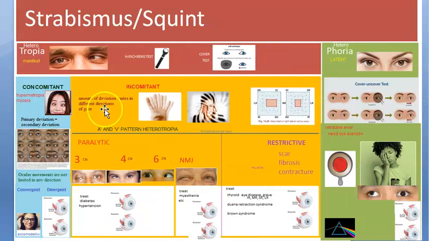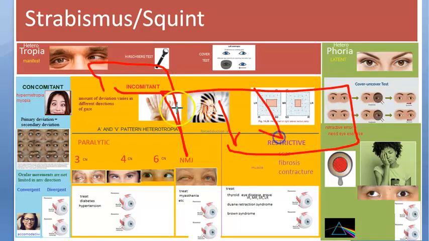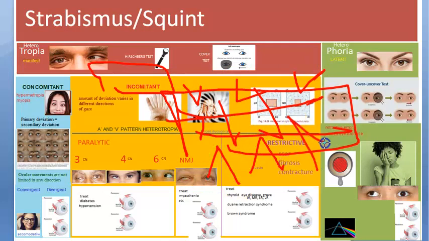What do we want to look at? We want to look at incomitant. Incomitant means the angles will be different in different gazes. The amount of deviation varies in different directions of gaze. This is called an A and V pattern.